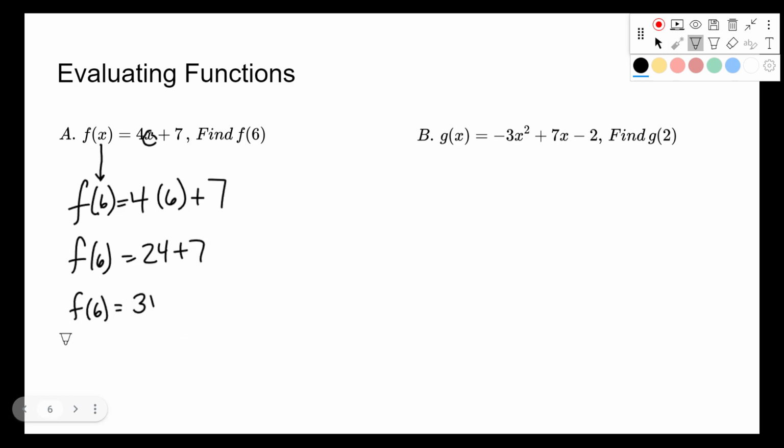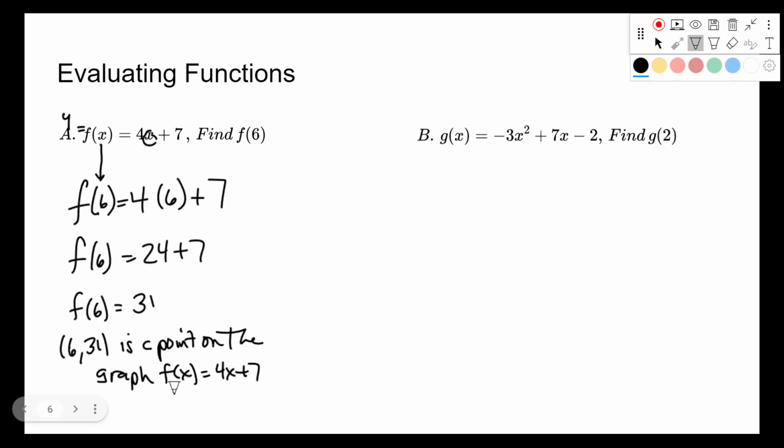What does that mean? That means that 6 comma 31, the x value is 6, the y value is 31, because remember, f of x is just y, is a point on the graph f of x equals 4x plus 7. So if I were to graph the line y equals 4x plus 7, slope is 4 over 1, y-intercept is 7, then it would pass through the point (6, 31). Okay, (6, 31) is a point on this graph. I know that for certain.